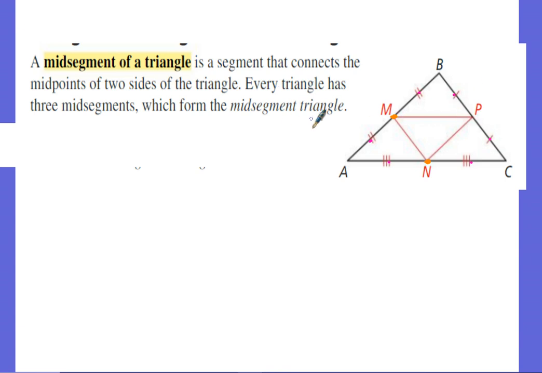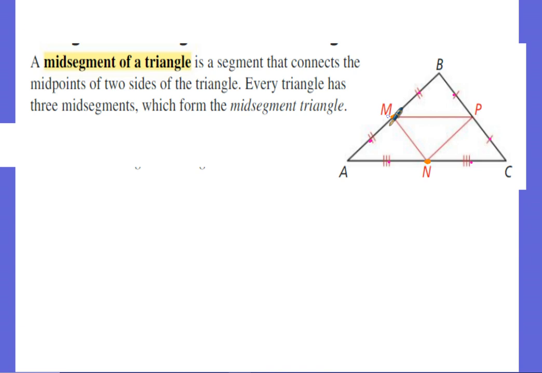Every triangle, of course, then has three mid-segments due to the fact that there are three midpoints. When these three mid-segments are all in play, we create what we call the mid-segment triangle. And we'll discuss a little bit more about that mid-segment triangle in a couple of later videos.